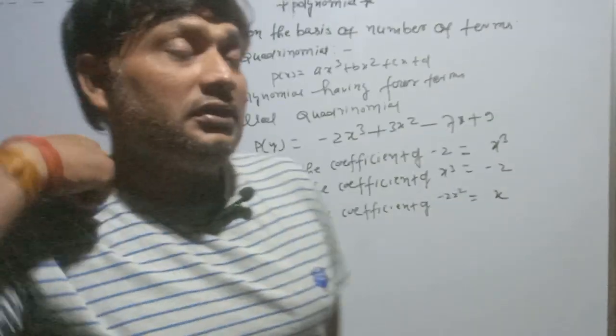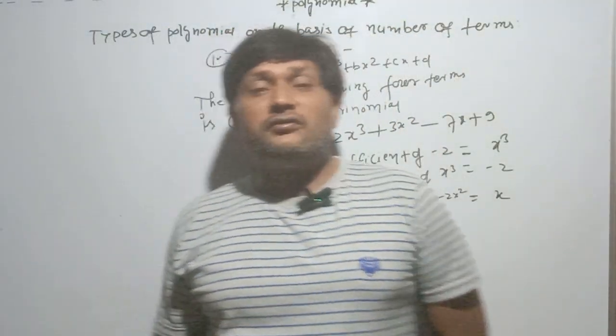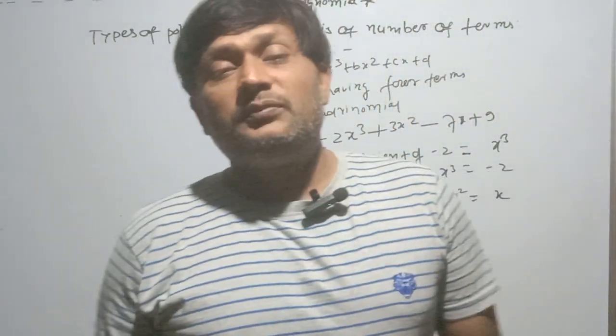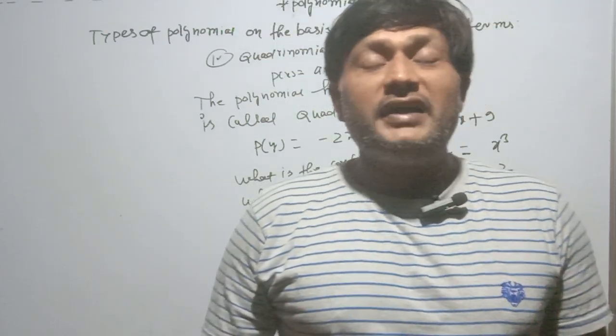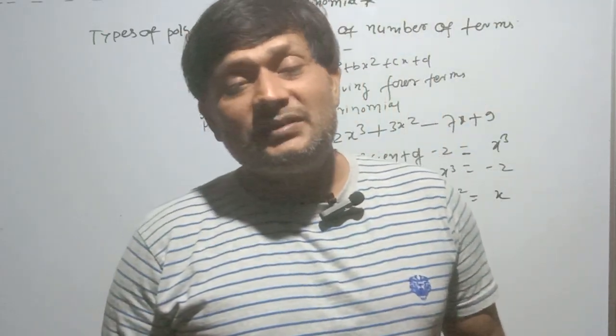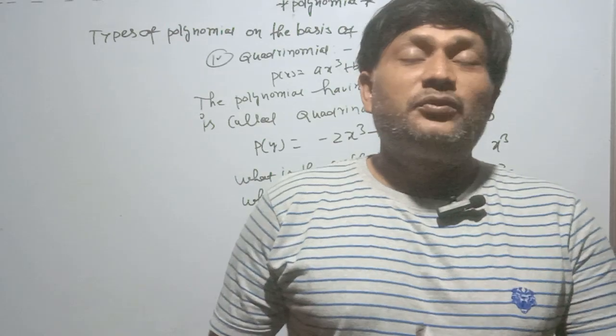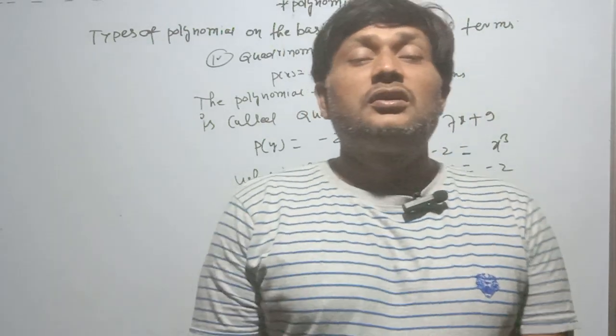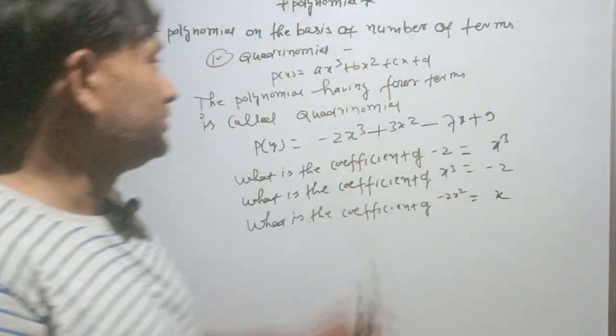Sorry, the polynomial having one term is called monomial, the polynomial having 2 terms is called binomial, the polynomial having 3 terms is called trinomial, the polynomial having 4 terms is called quadrinomial. You can note down these definitions.